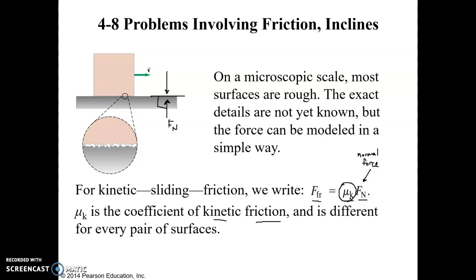So the k is for kinetic, and the other type of friction is static friction. Basically, if the box is sitting still, you have to apply enough force to overcome the static friction force in order to get it to start moving. We could call that the pulling force. But once we get it moving, it's easier to keep it going. And that is because the coefficient of kinetic friction is less than the coefficient of static friction.